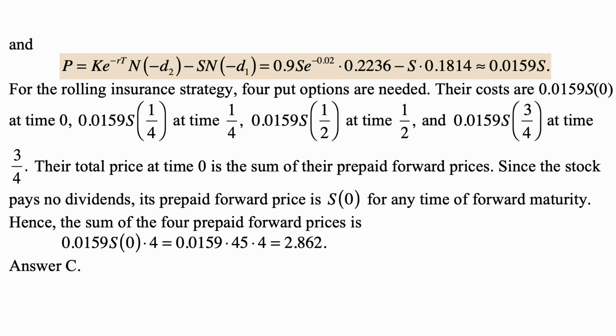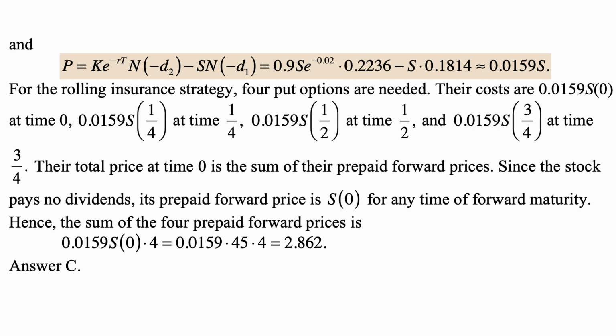For the rolling insurance strategy, we will have 4 such puts, and the costs are 0.0159 S of 0 at time 0. Then if we do the same calculation at time 1/4, it will be the same calculation for the next 1/4 of the year, so that will be 0.0159 times S of 1/4 at time 1/4, and then at time 1/2, 0.0159 S of 1/2, and then 0.0159 S of 3/4 at time 3/4.